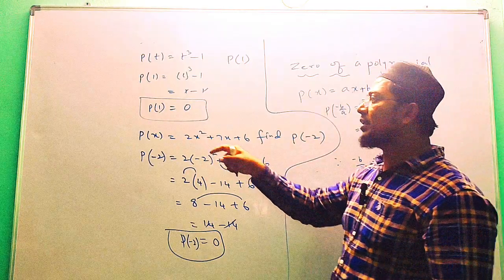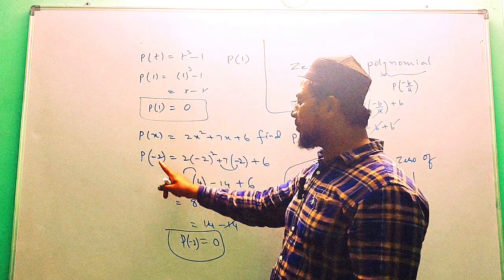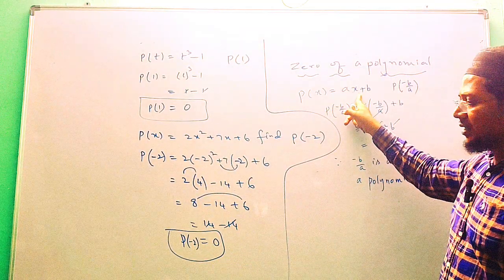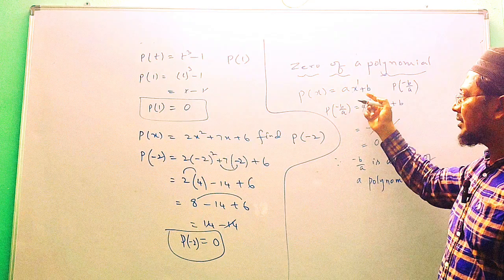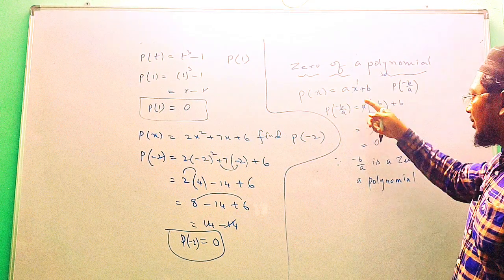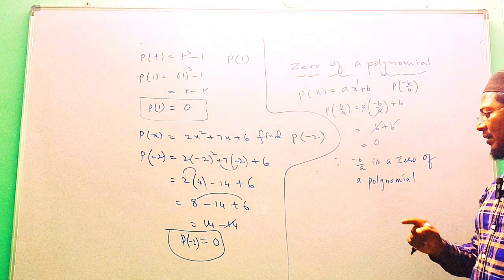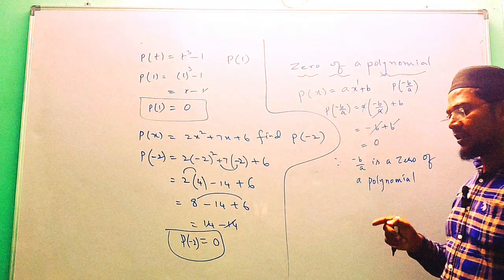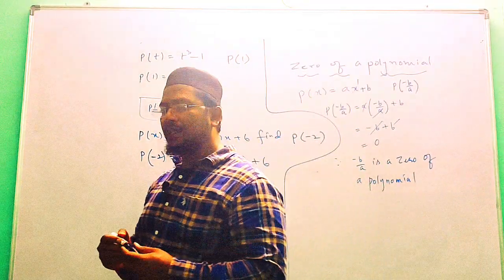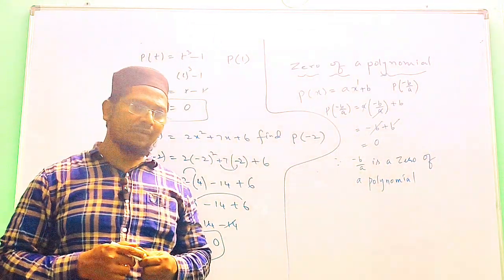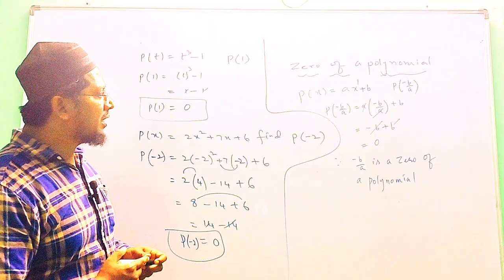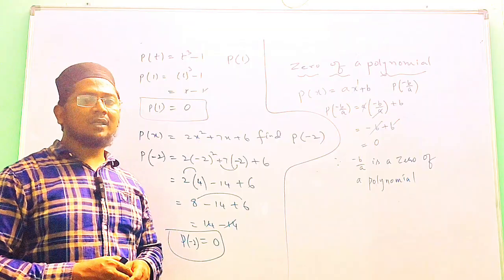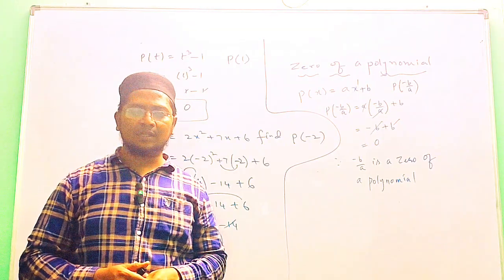Here also, p of 1 is 0 means 1 is a zero of the polynomial. P of minus 2 is equal to 0 means minus 2 is a zero of the polynomial. Similarly, in this case, a linear polynomial, because the degree is 1, p of x is equal to ax plus b. We substitute minus b by a in place of x and get the answer 0, which means minus b by a is a zero of the polynomial. Students, you have to remember, a degree 1 linear polynomial has only 1 zero. If degree 2, we have 2 zeros, degree 3 we have 3 zeros. Whatever the degree may be, the number of zeros will be equal to the degree only.